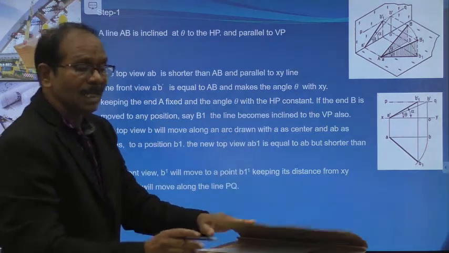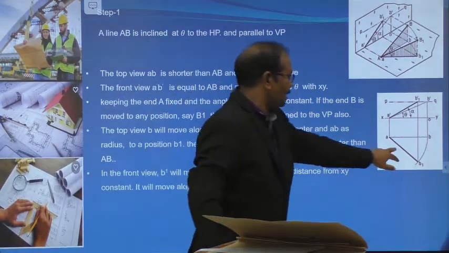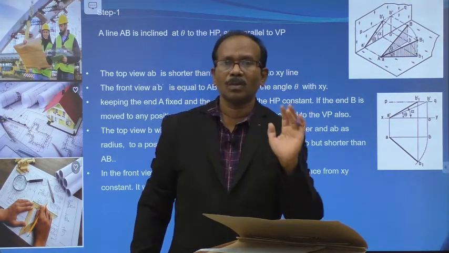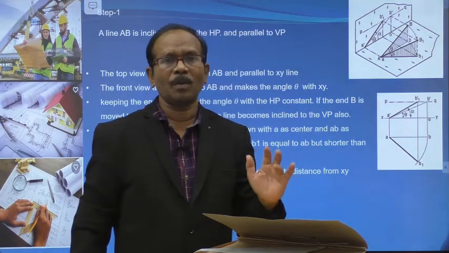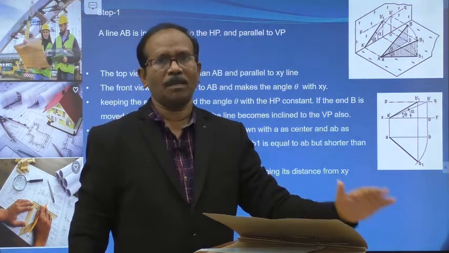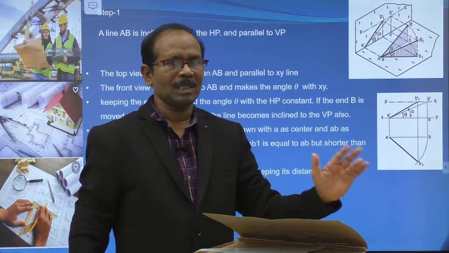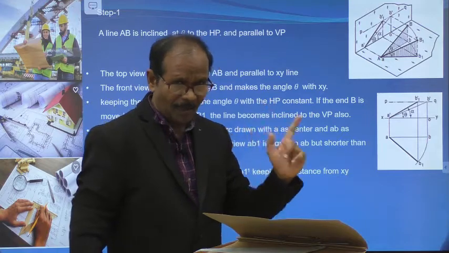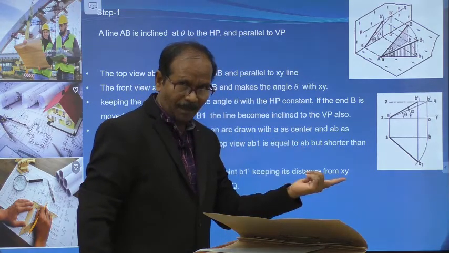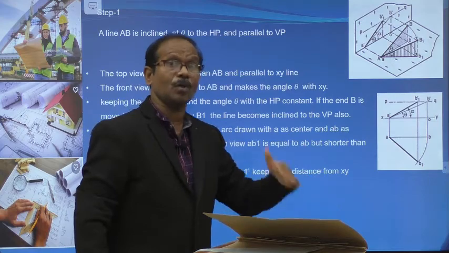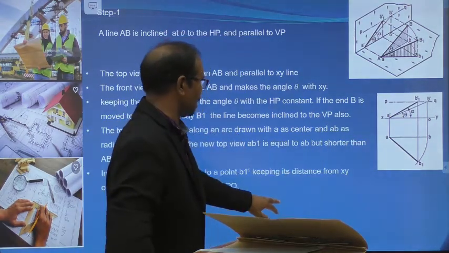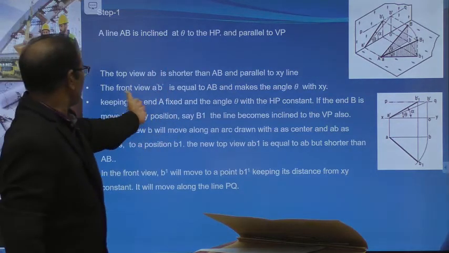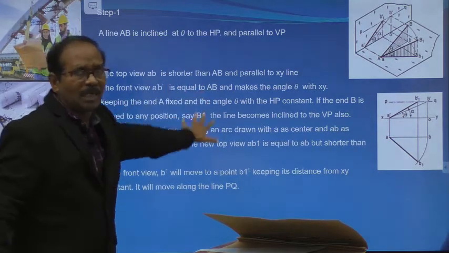So when a line is inclined to both the planes, this is the top view. The darker lines that are available are the front view and top view when a line is inclined to both the planes. What are the steps required? First, assume the line is inclined to one plane, draw the front view and top view. Then incline to the other plane, draw the front view and top view. Then rotate. I will explain the next point in the next class.